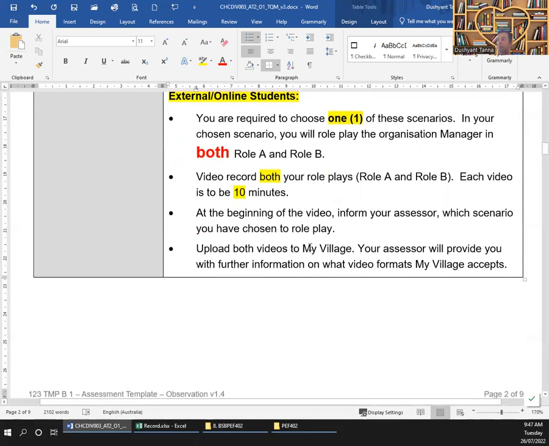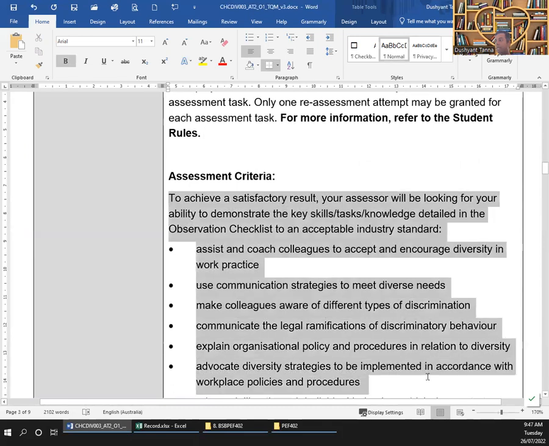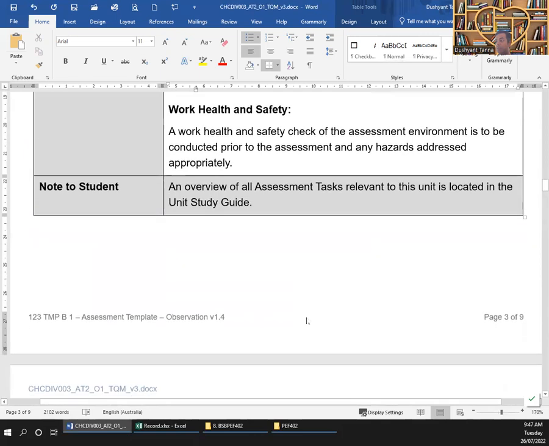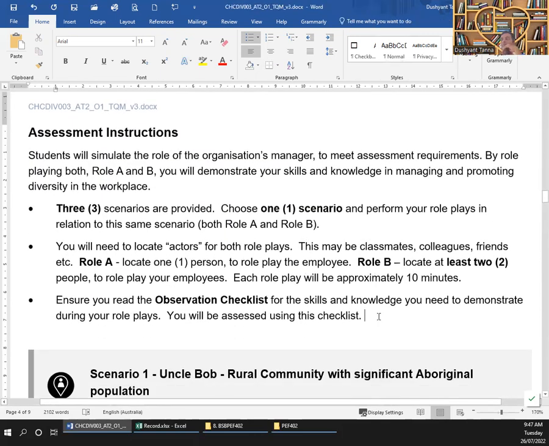Yeah. Upload both the videos in My Village if it allows. If it doesn't, then you can, as I said, send me via APTC emails or Gmail address. Again, you have 2 attempts. This is all fine. I mean, you can read that if you want. This is my part, so don't worry about it. Let's go to the instruction.